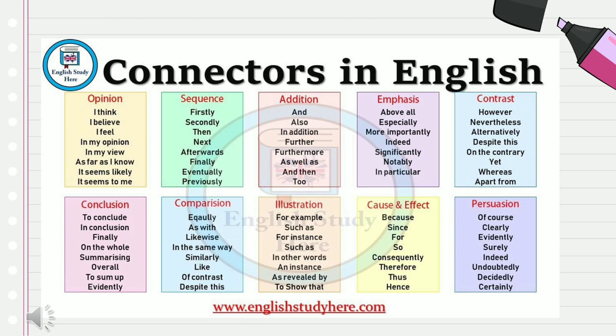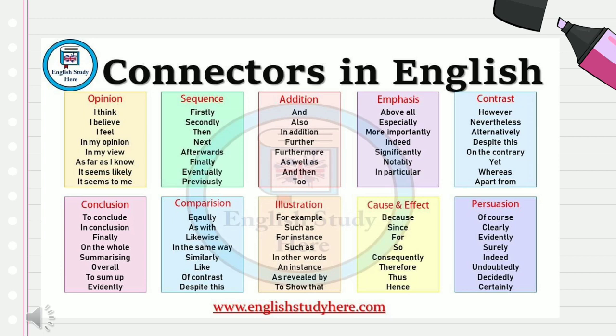These are the other free connectors. Connectors in English. Opinion: I think, I believe, I feel, in my opinion, in my view, as far as I know, it seems likely, it seems to me. Sequence: firstly, secondly, then, next, afterwards, finally, eventually, previously. Addition: and, also, in addition, further, furthermore, as well as, and then, too. Emphasis: above all, especially, more importantly, indeed, significantly, notably, in particular.